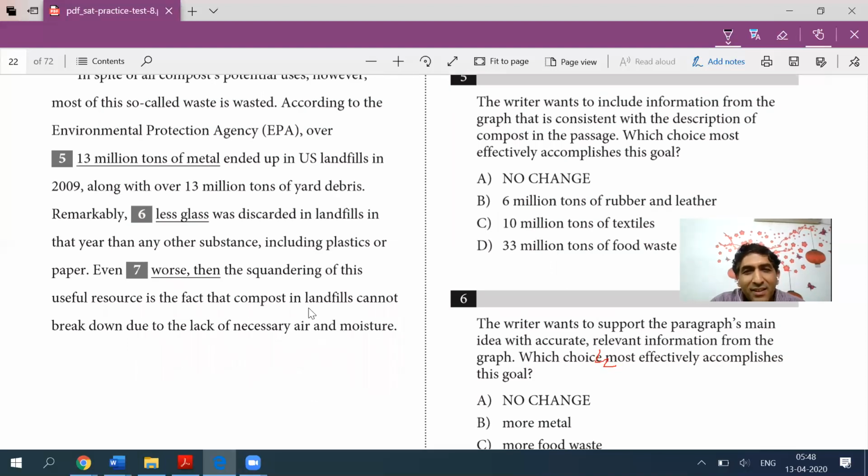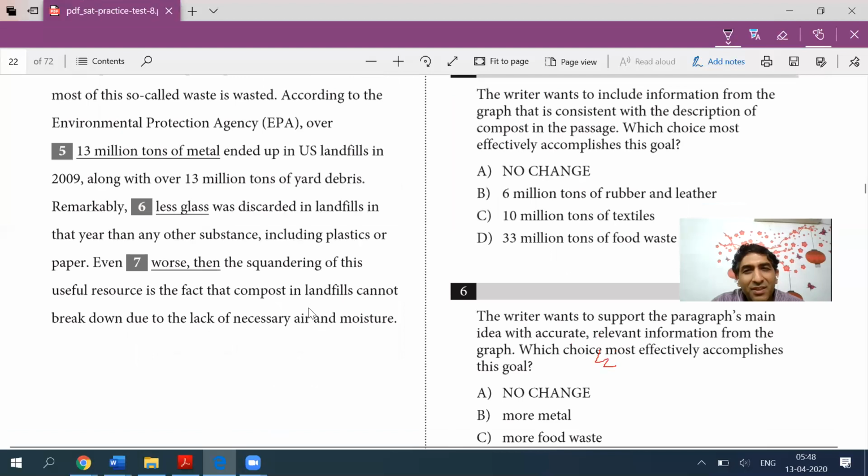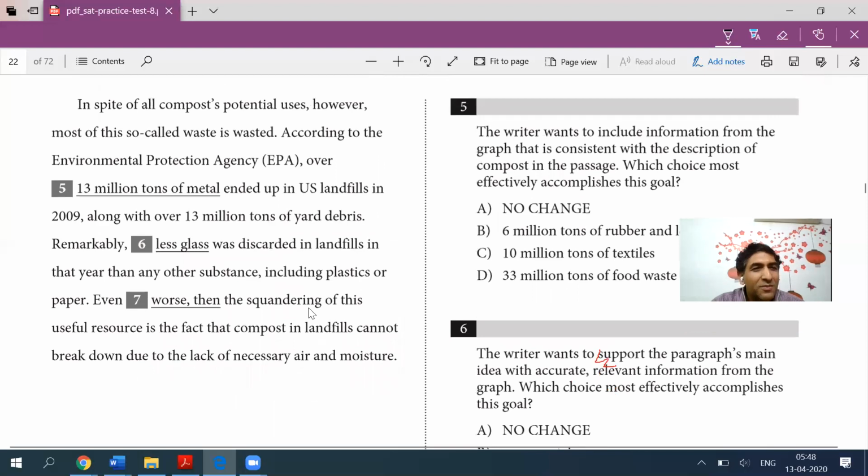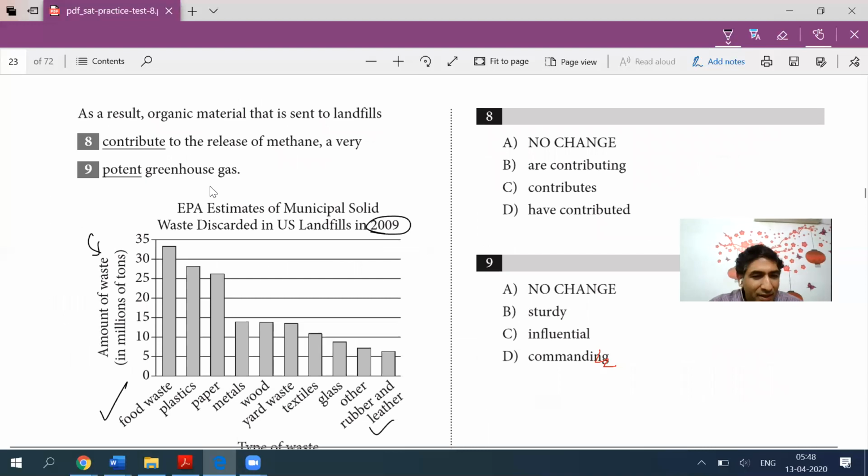Now, it says the writer wants to include information from the graph that is consistent with the description. All right, so what is it saying? Let me see. In spite of all the compost's potential uses, however, most of this so-called waste is wasted. According to the Environmental Protection Agency, over 13 million tons of metal ended up in soil. So, okay, this is the clue. Let me look at metal. Where does metal fall? So, metal is here. And is it 13 million? Yeah, 13 million of this falls.